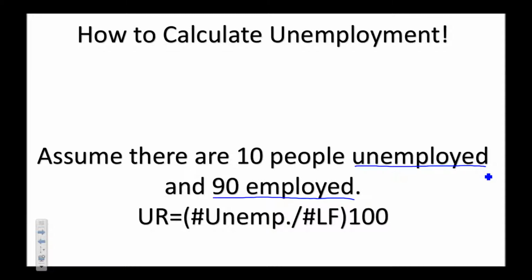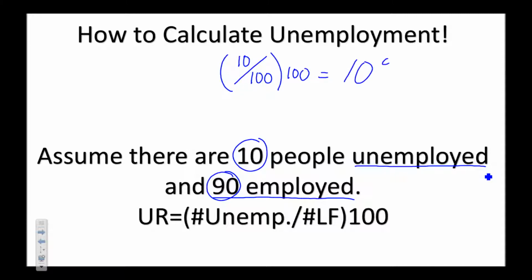So to calculate the unemployment rate, we're going to take the number of people that are unemployed, which we were given as 10, and we're going to divide by the labor force. So what is the labor force? It's these 10 plus these 90. So the labor force would be 100. Multiply that by 100, and our unemployment rate in this example is 10%. See, that's super simple, right?